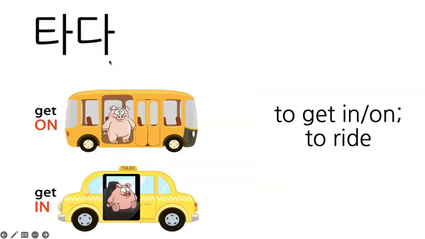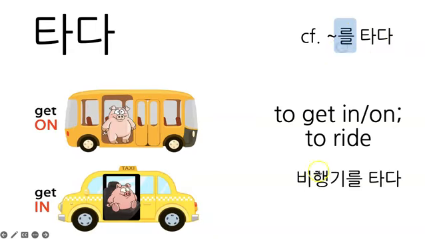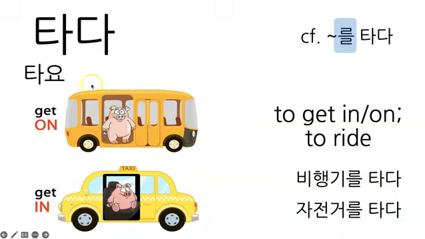Next, 타다, this is the antonym to the previous verb, 내리다. 타다, to get in, get on, or it can be also ride. And in this case, we need to use the different particle with 타다. So when you use 타다, then we have to use the opposite particle. So for example, get on the plane, 비행기를 타다. Ride a bike, 자전거를 타다. So remember to use opposite particle with 타다. And this is a polite ending conjugation, 타요 and 타세요, honorific conjugation.